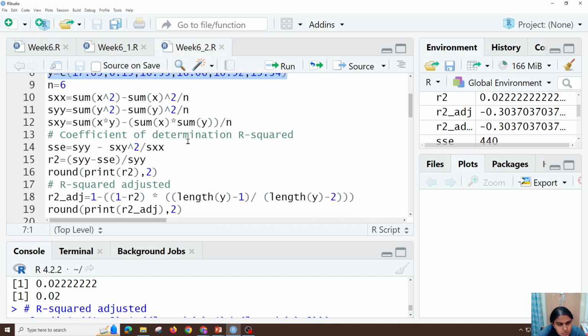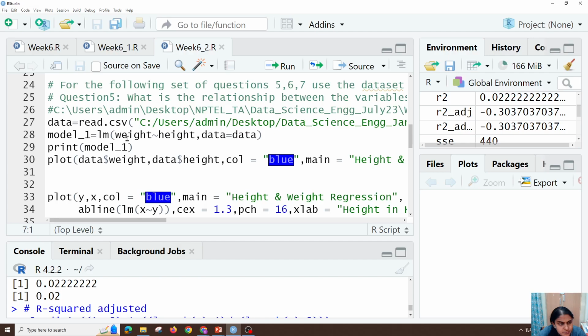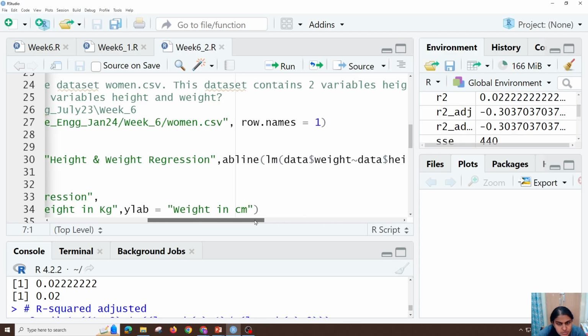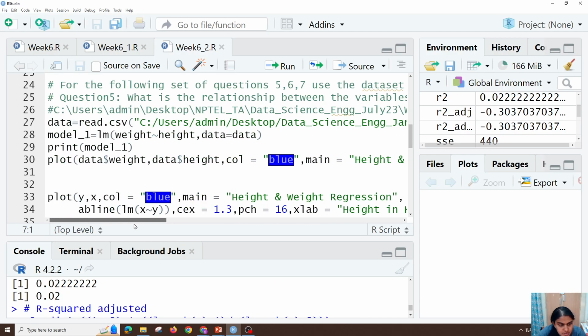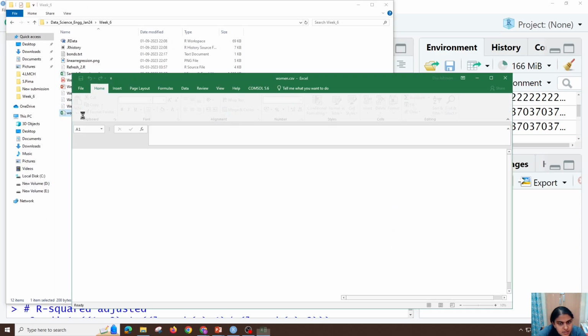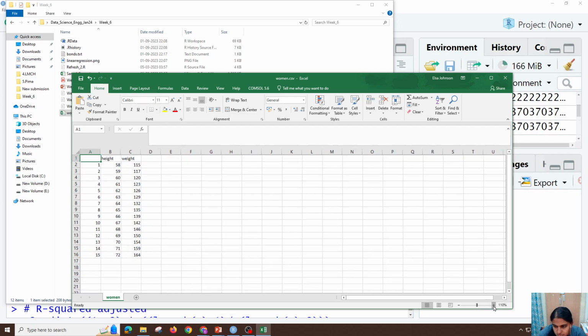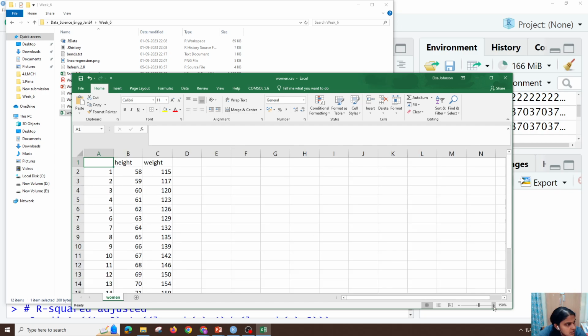So for this one, right now it's saved as, you also might have this file, right? women.csv, that is the file. If you look at that file, it is like this only, height and weight. Looking at the file itself, if I can increase the size, you can see that anyway the height and weight are actually misplaced. But anyway, forget about that.